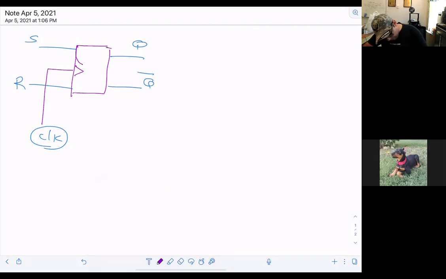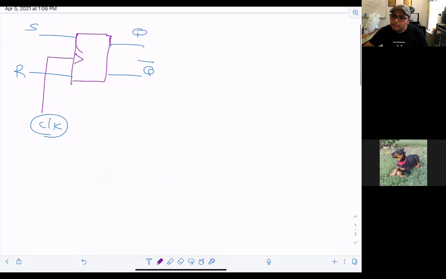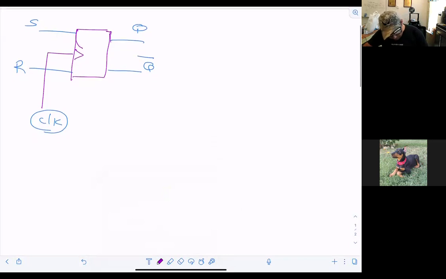Was that the falling edge with the triangle? That's the falling edge. You know, if you want, you can look at the recorded lectures, but I'm not gonna repeat it because we need to move forward.